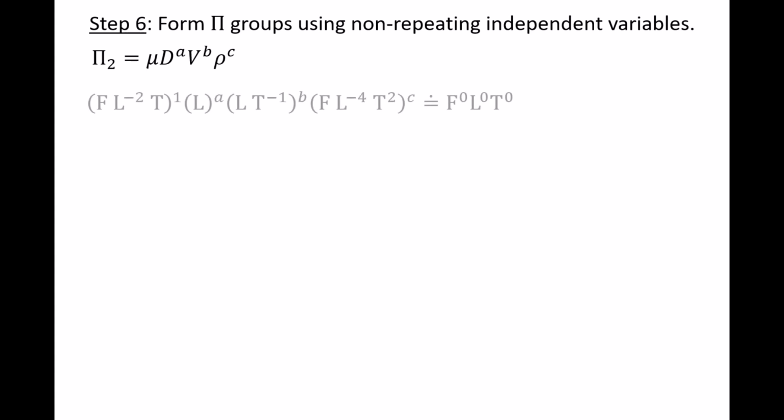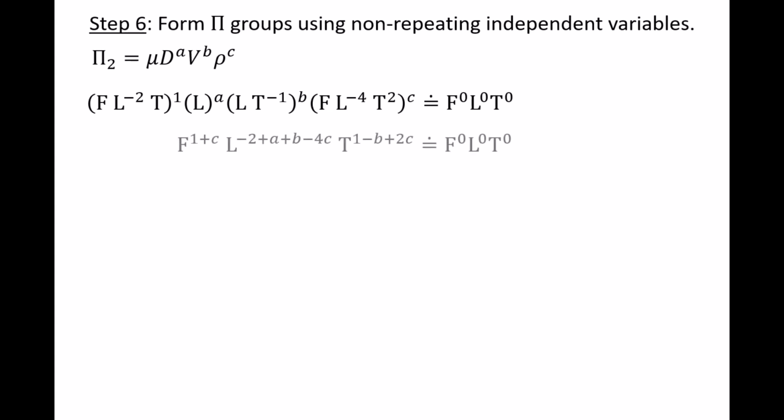We insert the FLT dimensions of our variables mu, d, v, and rho. Mu has dimensions of force, length to the negative 2, time. D has dimensions of length, v has dimensions of length per time, and rho has dimensions of force, length to the negative 4, and time squared. The values of exponents a, b, and c must result in a quantity that has no dimensions.